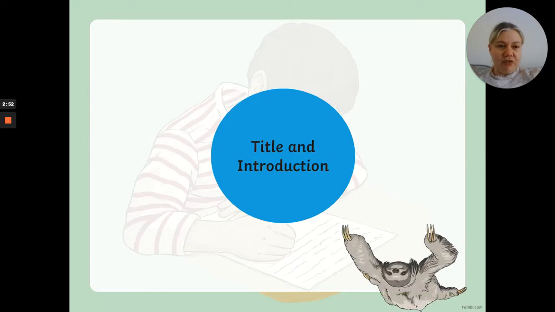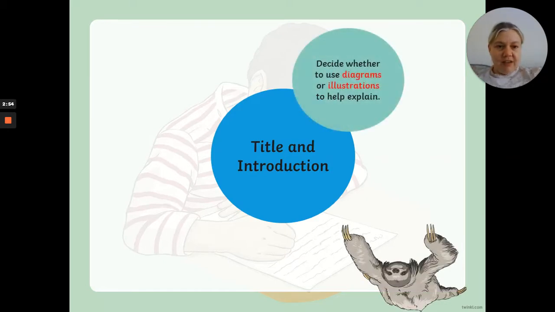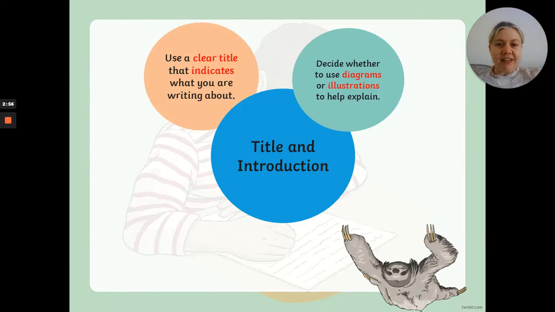So the title and introduction. Use a clear title that indicates what your writing is going to be about. And decide whether you want to use diagrams or illustrations to help explain these. If you do use diagrams or illustrations, try to include a caption to tell us what that diagram or illustration is representing. What does it show? Using how or why in the title will help.